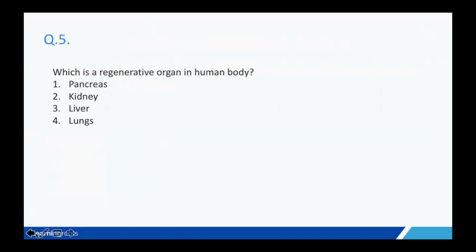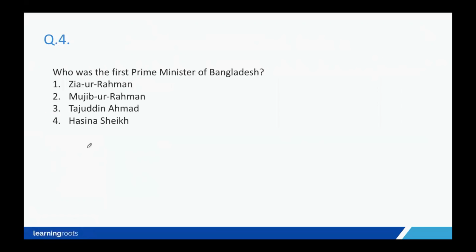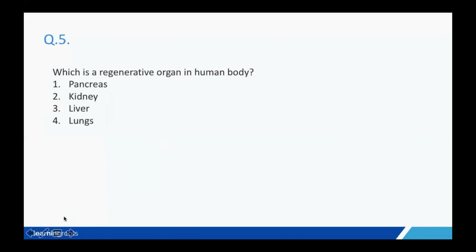Coming to the fourth question, who was the first Prime Minister of Bangladesh? The answer is Tajuddin Ahmed. Again, a list of the other ex-prime ministers and presidents is also useful. You need to be careful of not confusing the prime minister with the president, right? Mujibur Rahman, for example, was the first president of Bangladesh. So just be a little careful of that as well.